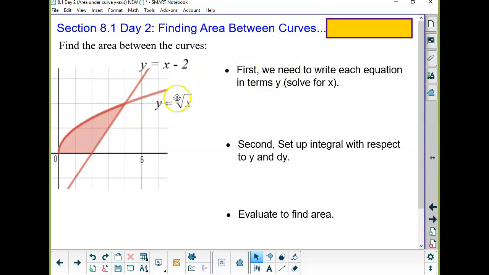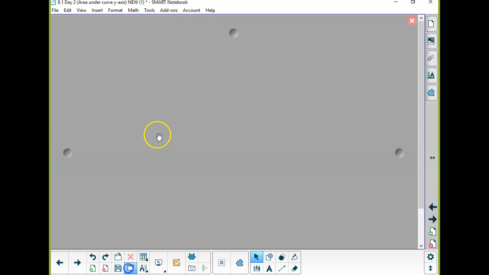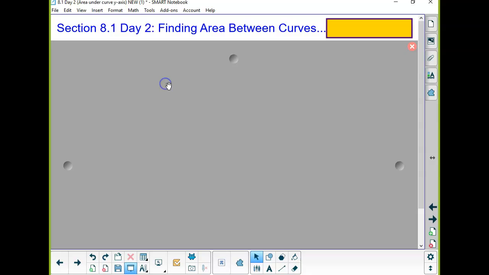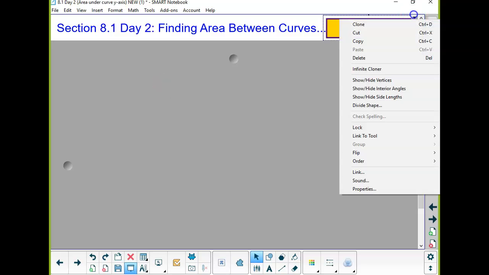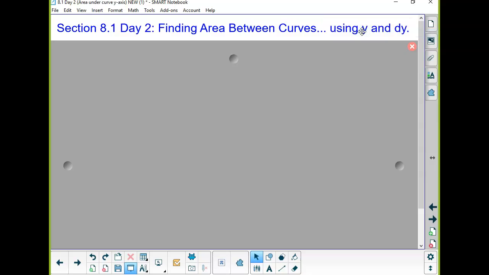This is what I'd like you to write down. So we're still in section 8.1, which is finding the area between curves. But our focus now is everything. I can't say everything because they could throw an x value at us, but almost everything we do today is focused on the y values.